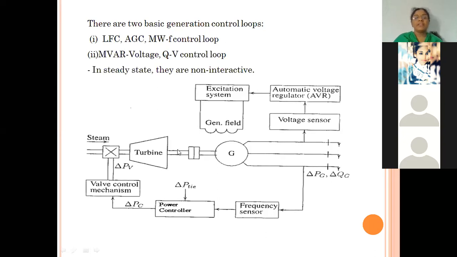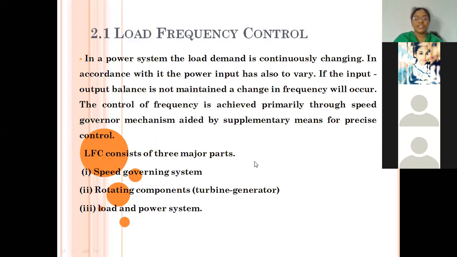From this, we can control the frequency, and we can control the voltage also by controlling the field excitation to the generator. So field excitation to the generator is controlled, and then we can control the voltage to maintain constant voltage. And here in this third unit we are seeing the load frequency control. So here we are controlling only the frequency. We are looking into the frequency control.